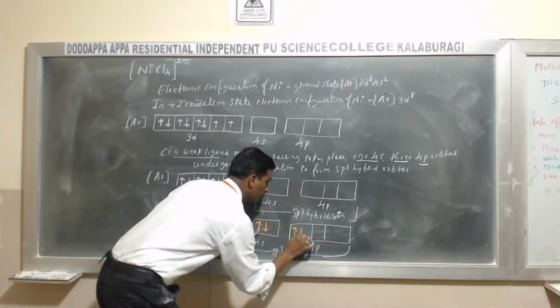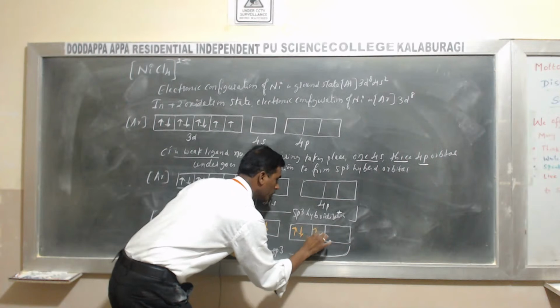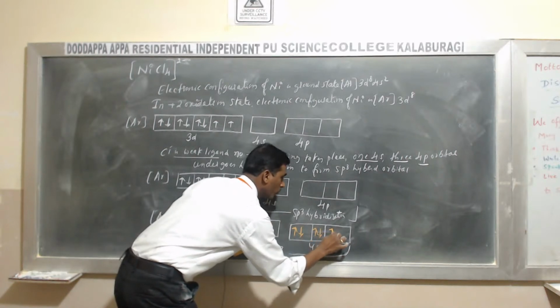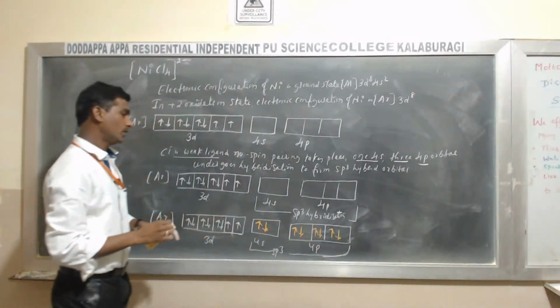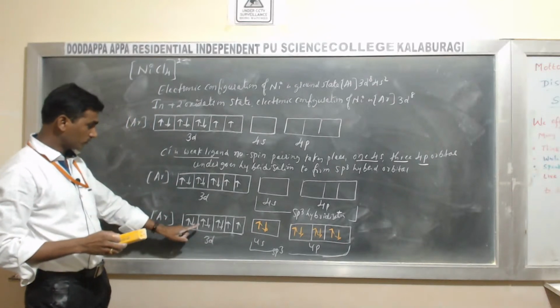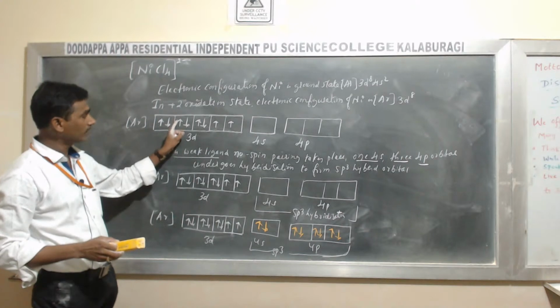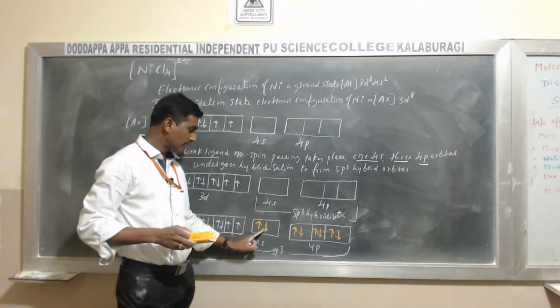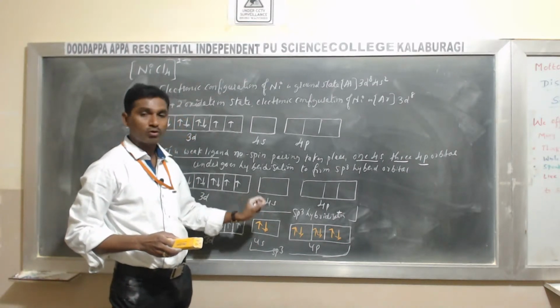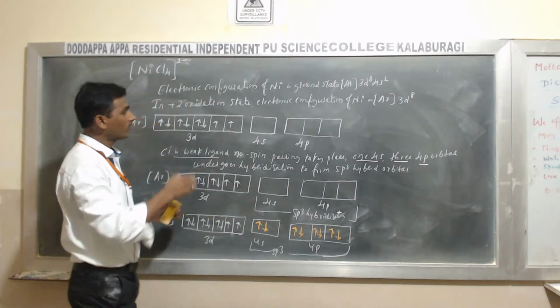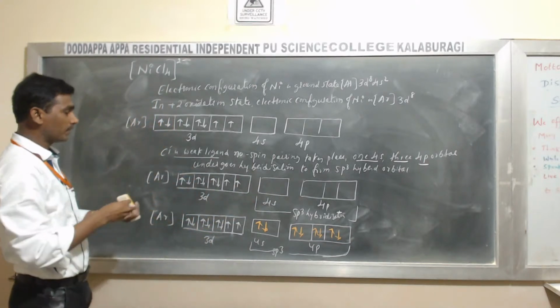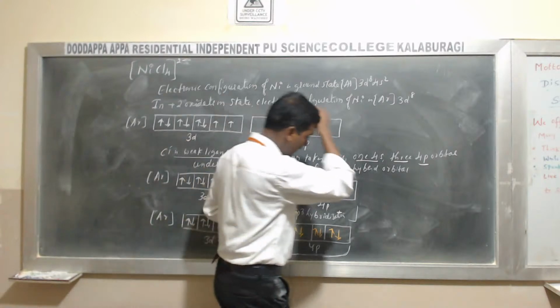The first chloride gives 2 electrons. The second chloride ligand gives 2 electrons. The third chloride gives 2 electrons. And the fourth chloride gives 2 electrons. So this white arrow mark indicates the electrons of nickel, and this colored arrow mark indicates the electrons of the ligand. These steps you have to write down. So finally, I can write here.